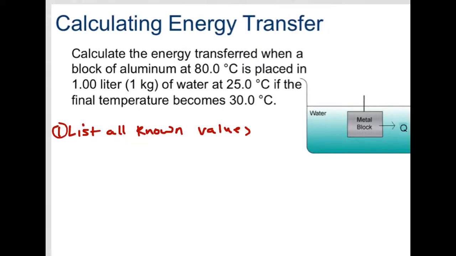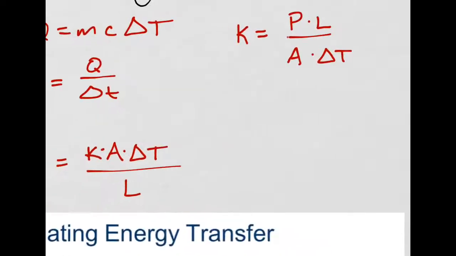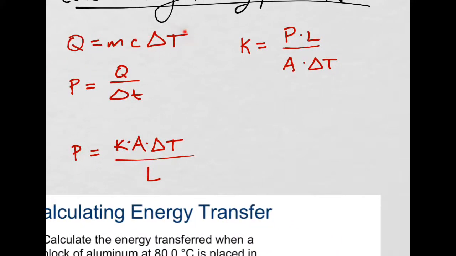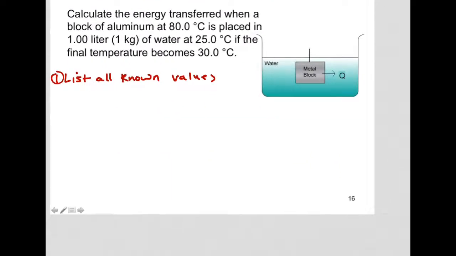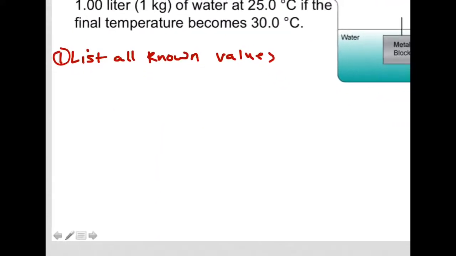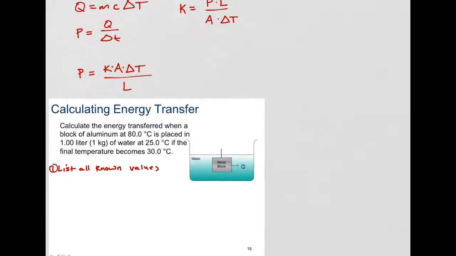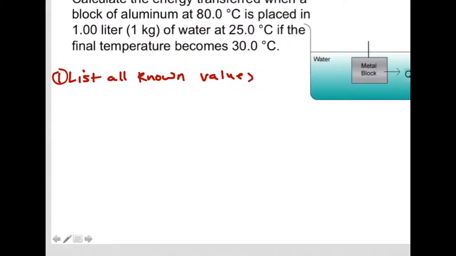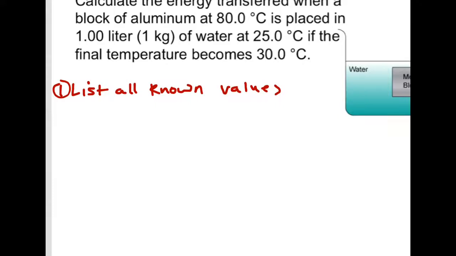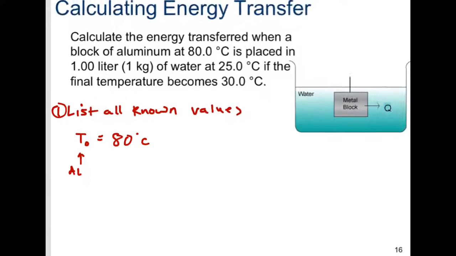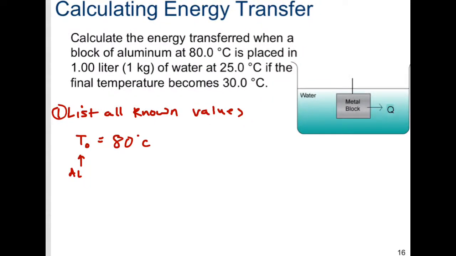When a block of aluminum at 80 degrees Celsius, so the beginning temperature, that is involved with this. So I'm going to say maybe delta T of the material is 80 degrees Celsius. Sorry, not delta T, but the initial temperature, T sub 0. T naught is the initial temperature of the aluminum. I don't know if I'm going to need that.